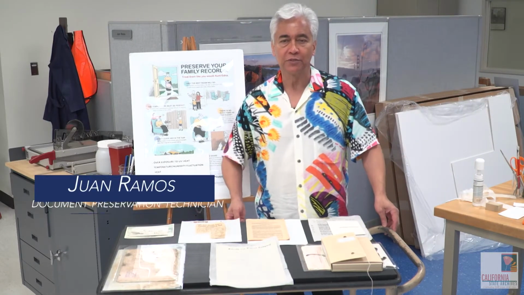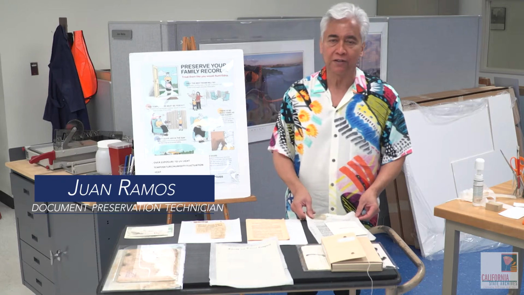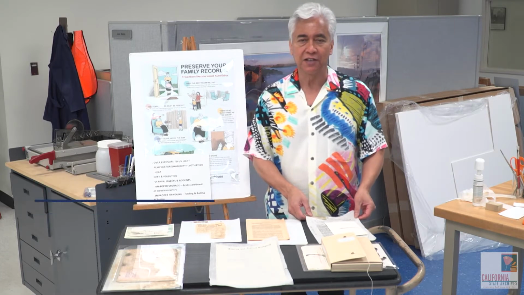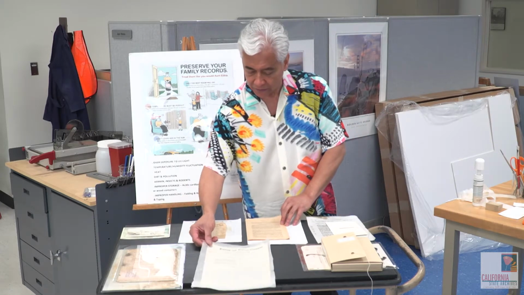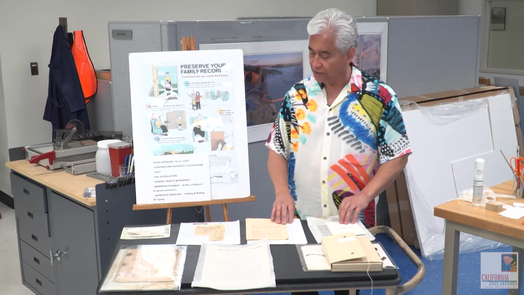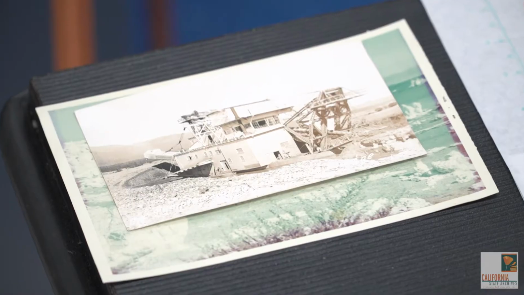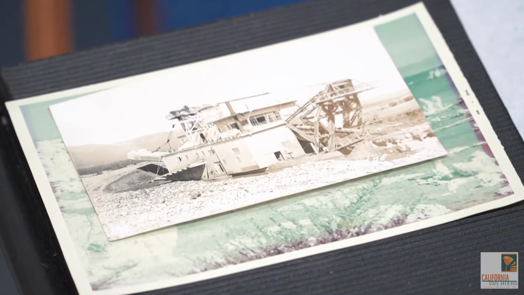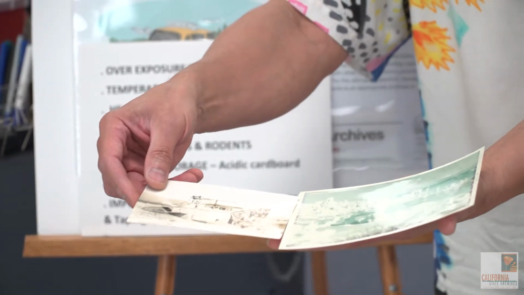My name's Juan Ramos. I'm a document preservation technician, and I've been with the California State Archives since 1997. What I'm going to show you here are some rather extreme examples of things that are not good for paper, that can deteriorate paper. First would be exposure to UV light, and that could either be sun or overhead light.